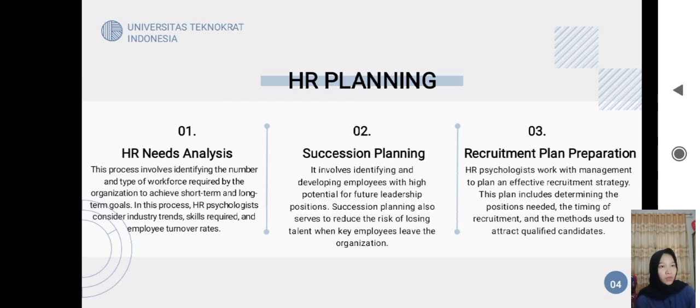HR planning has 3 points. The first is HR need analysis. This process involves identifying the number and type of workforce required by the organization to achieve short-term and long-term goals. In this process, HR psychologists consider industry trends, skill recruitment, and employee turnover rate.